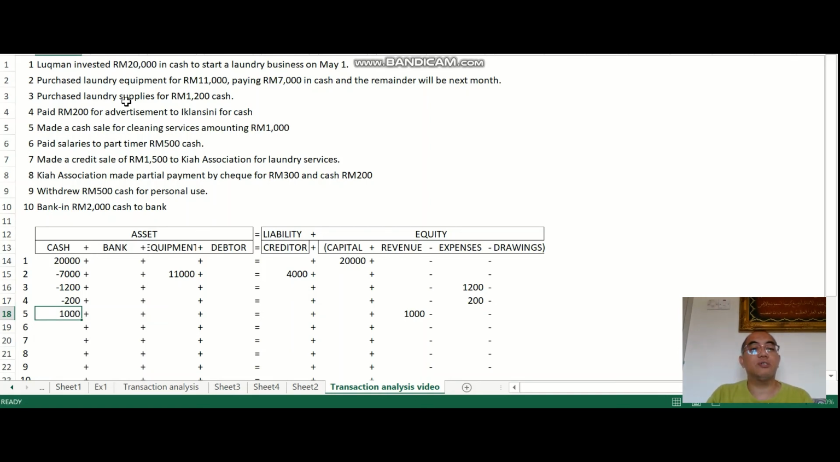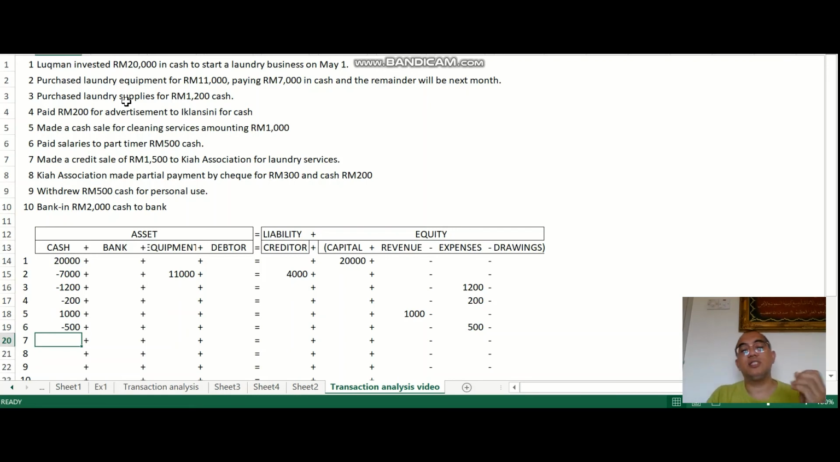Number 6, paid salaries to part-timer 500 cash. So you have salary. So salary is under expenses. For this you don't have salaries. Now your salary is 500 and you paid by cash. So your cash will decrease 500. Number 7, credit sales.